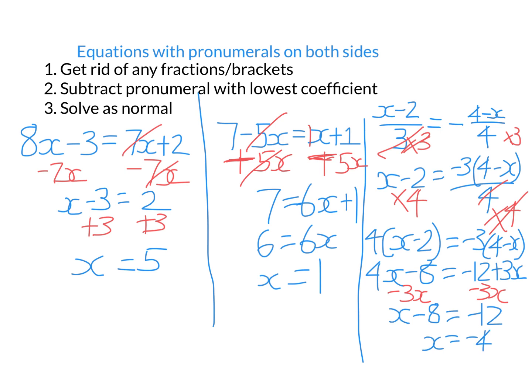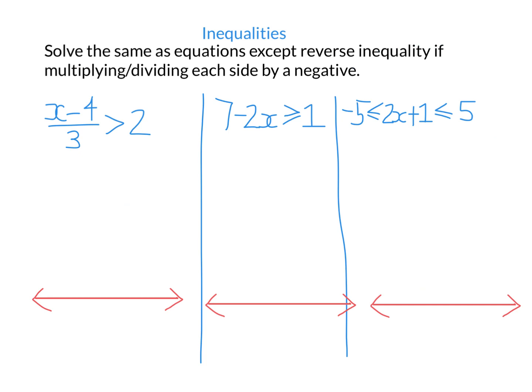That is my solution. All right, let's now look at inequalities. So inequalities are very similar to equations, except instead of an equal sign, we have a greater than or less than sign. So you solve inequalities the same way as you solve equations. So we're going to undo what's been done to the variable in the opposite order to BIDMAS, except if you need to multiply or divide each side by a negative number, you need to reverse the inequality.